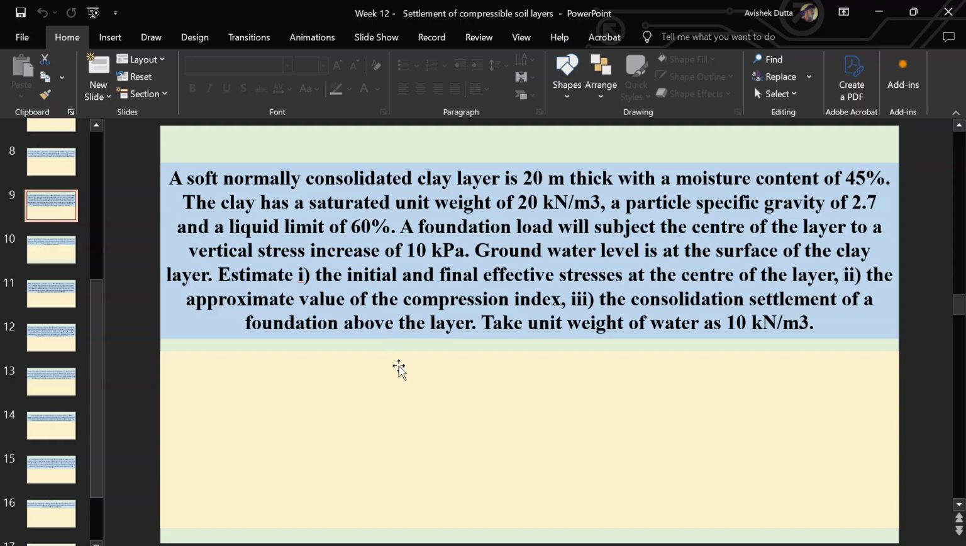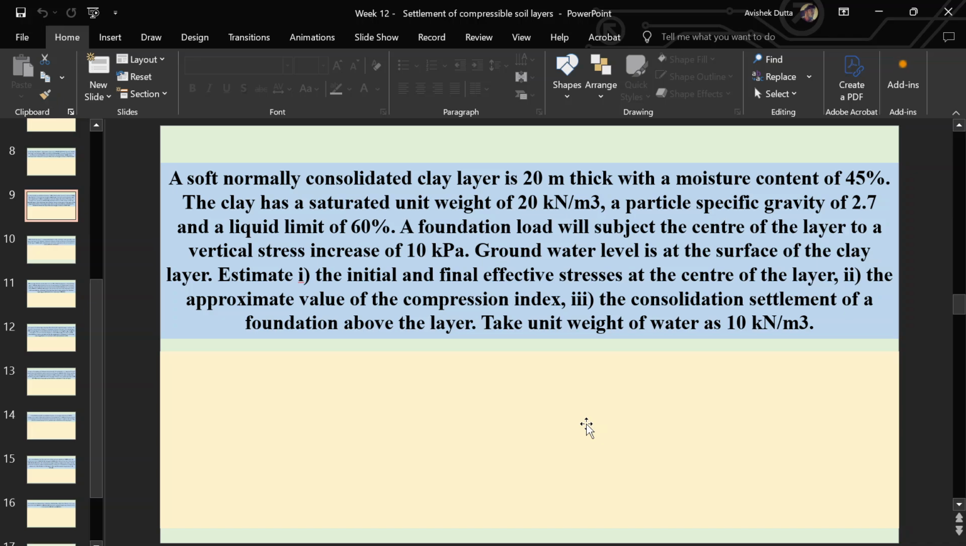I repeat the question. A soft, normally consolidated clay layer is 20 meter thick with a moisture content of 45%. The clay has a saturated unit weight of 20 kilonewton per meter cube, a particle specific gravity of 2.7 and a liquid limit of 60%. A foundation load will subject the center of the layer to a vertical stress increase of 10 kilopascal. Groundwater level is at the surface of the clay layer.